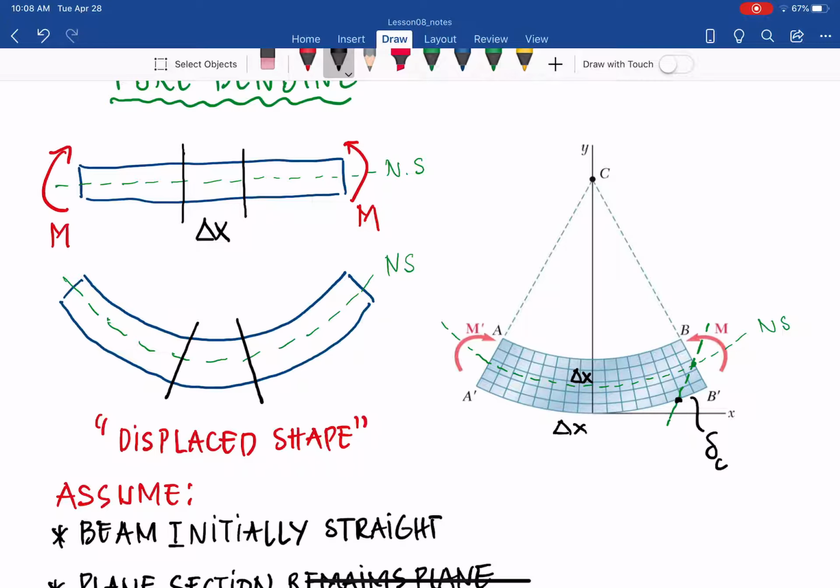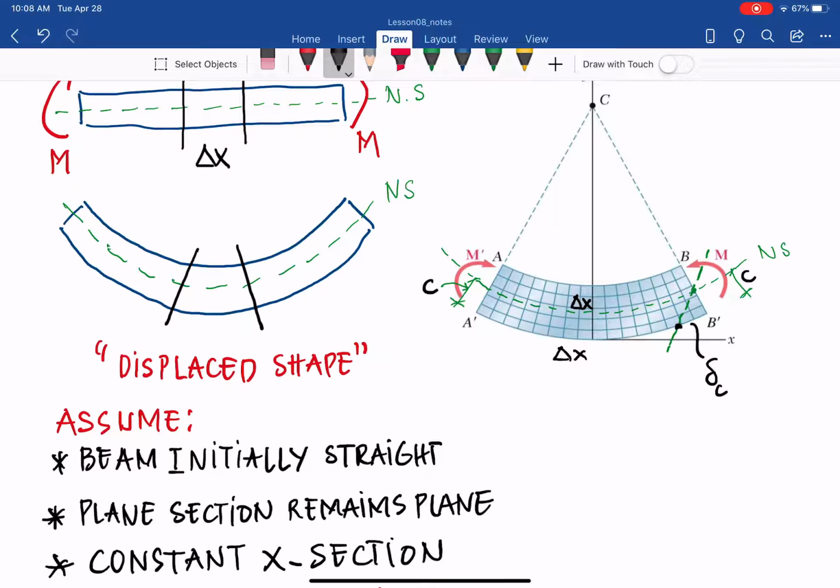Let's call the distance from the neutral axis to the outermost fiber C. From the neutral axis to the outermost fiber here, we call that C, something we also learned in torsion. And on the other side, the distance here is also C.